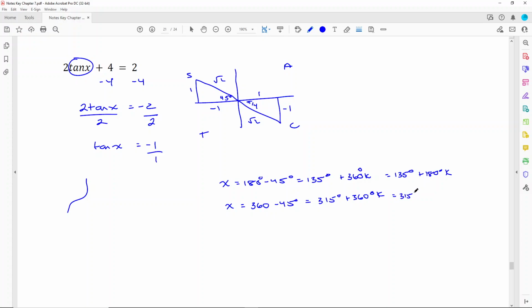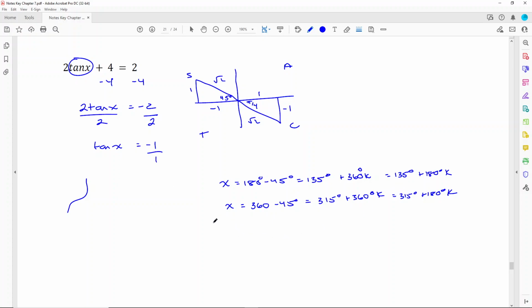So 315 plus 180. Now what I wanted to show you here is that it doesn't really matter, because this will give me all of the answers. This will also give me all the answers. But even a step further, if I take that 135 and I say, well, what would the next answer be? So if I take 135 and say, okay, a cycle of tan is 180, so I'm going to add 180, I get the 315. So in fact, with tan, because of its 180 cycle, you really only need to give one solution.